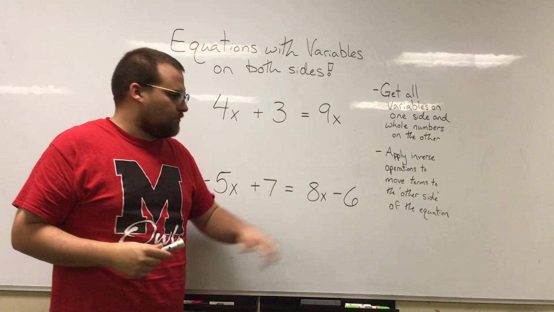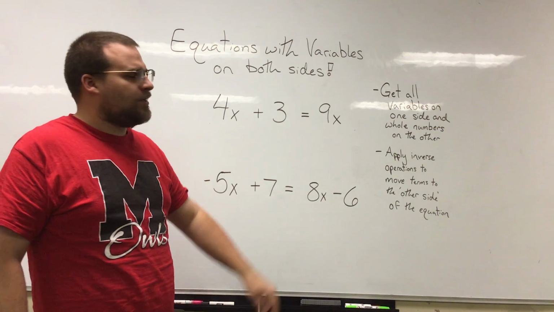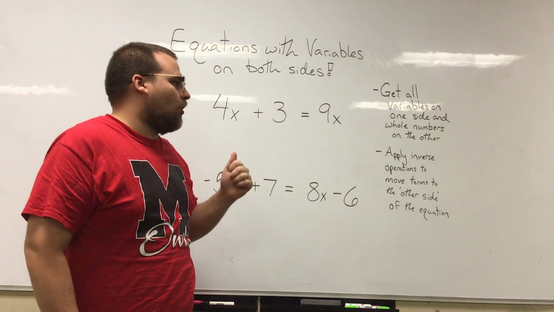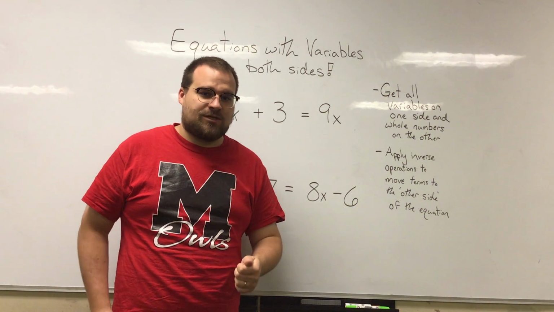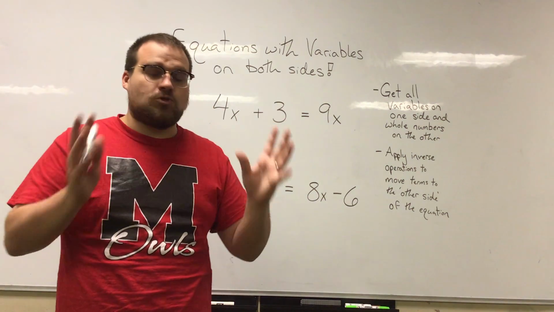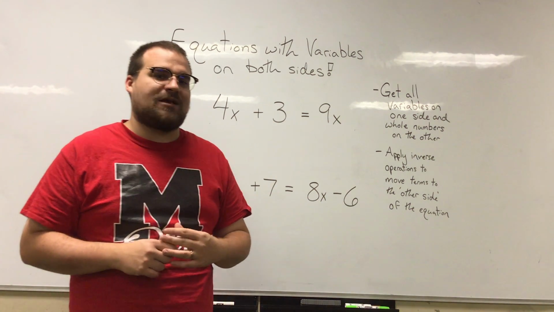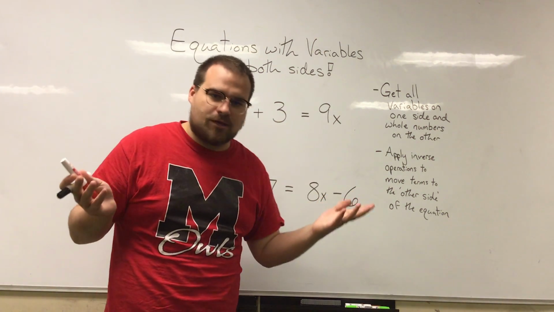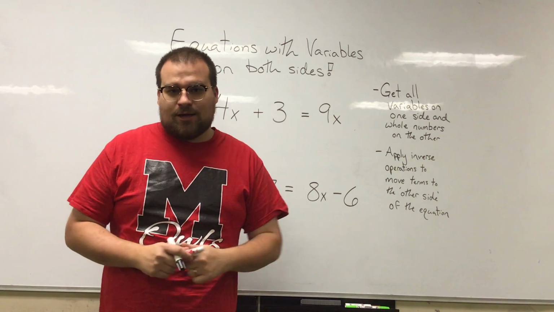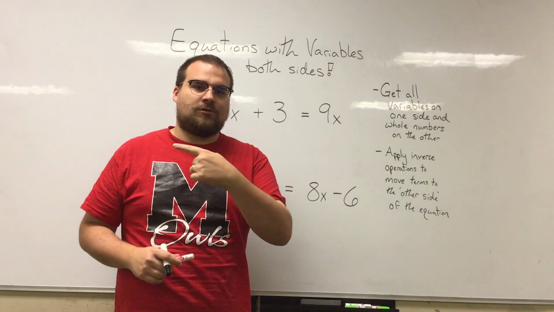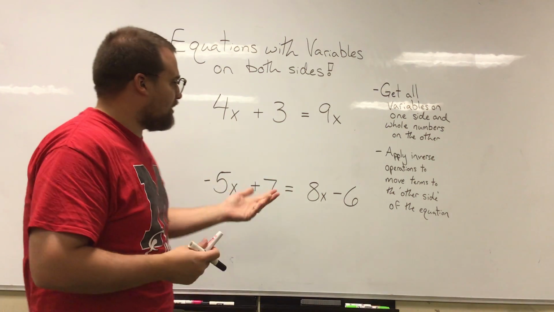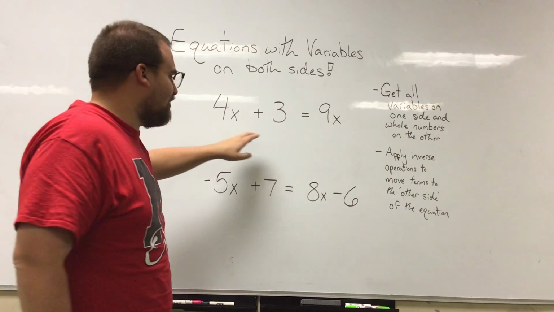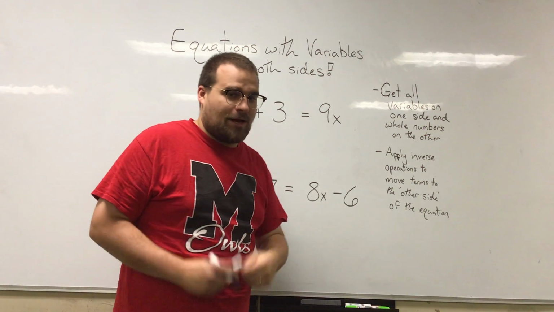Well, here's the deal. We have a couple of rules we always want to follow. The first rule says get all variables on one side of the equation and all whole numbers on the other side of the equation. That's kind of our goal, really, in equations where we have variables on both sides. We want to choose one side of the equation, left or right, doesn't matter, get all our variables on that side, and then get all of our whole numbers on the opposite side. So for example, with this first problem, since my only whole number is over here on the left, I'm probably going to try to get my variables over here to the right.